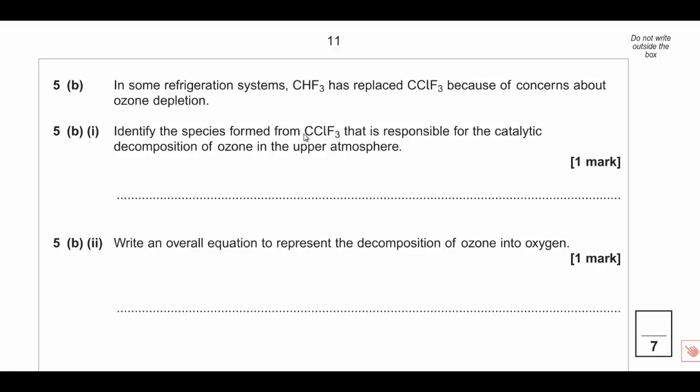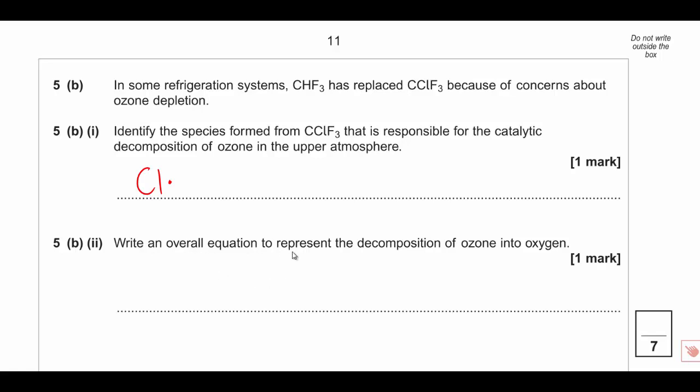In some refrigeration systems, CHF3 has replaced CClF3 because of concerns about ozone depletion. Identify the species formed from CClF3 that is responsible for the catalytic decomposition of ozone in the upper atmosphere. Lots of words right there. Right, so what is formed? It's the chlorine radical, that sneaky little chlorine radical that causes the ozone to be decomposed.